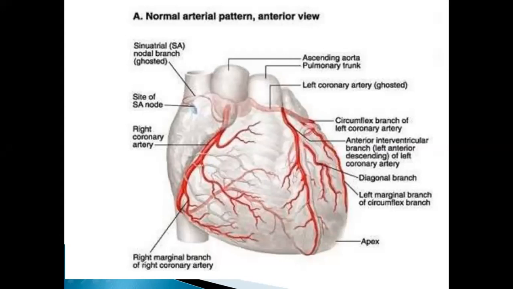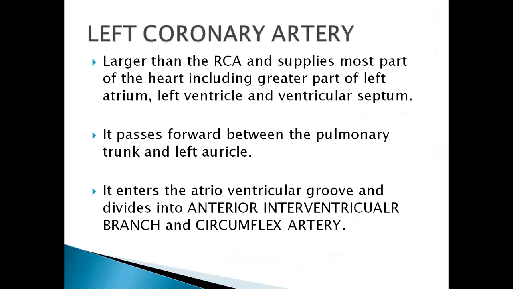The left coronary artery is larger than the right coronary artery and supplies most part of the heart, including the greater part of the left atrium, left ventricle and the ventricular septum. After arising from the left posterior aortic sinus, it runs forward between the pulmonary trunk and the left auricle. It enters the left atrioventricular groove, again a groove between the atria and the ventricles, and divides into two main arteries: the anterior interventricular artery and the circumflex artery.